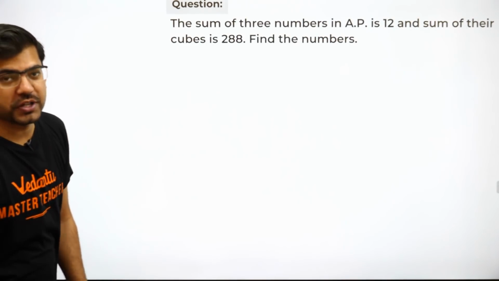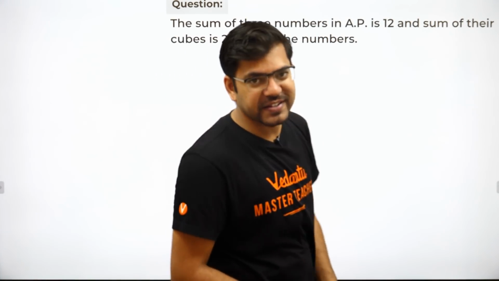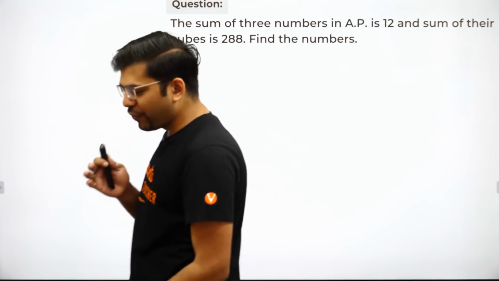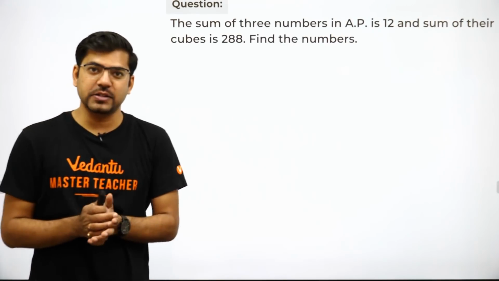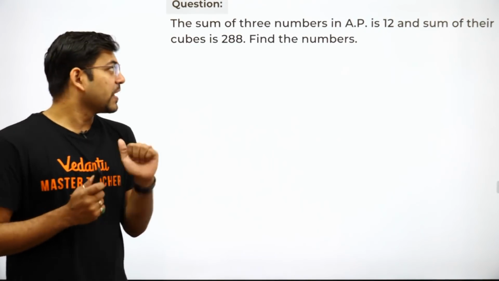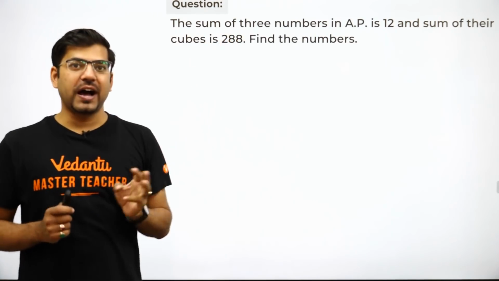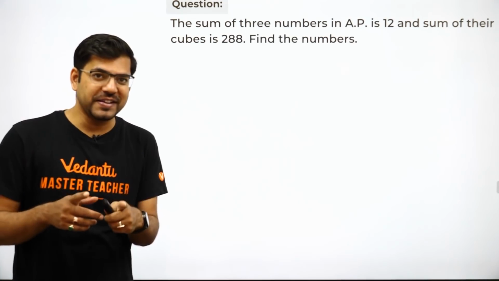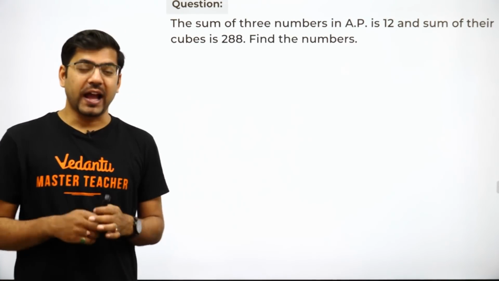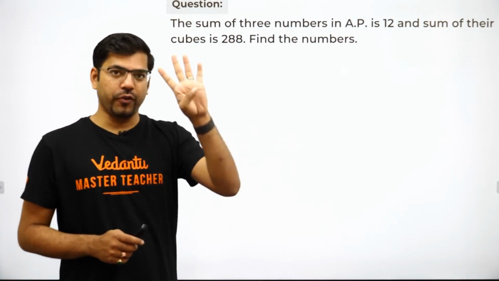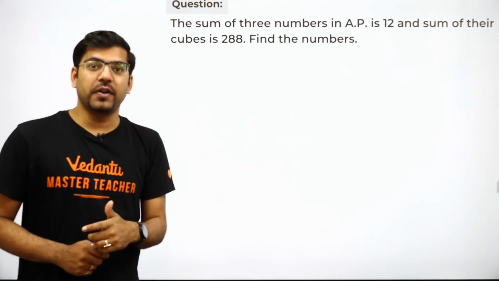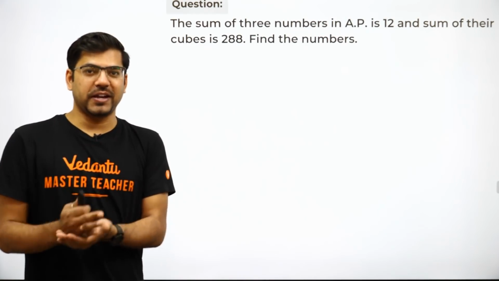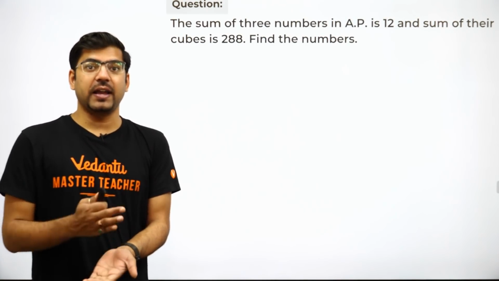Here comes our next question, and probably the last question of today's session. The sum of 3 numbers in an AP is 12. You would have remembered by this time that whenever 3 terms are in AP, we always assume those 3 terms as a minus d, a and a plus d. And for example, if there were 4 terms, then what we would have supposed is a minus 3d, a minus d, a plus d and a plus 3d.